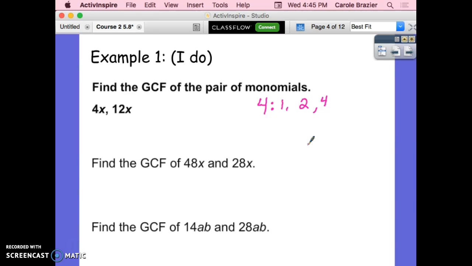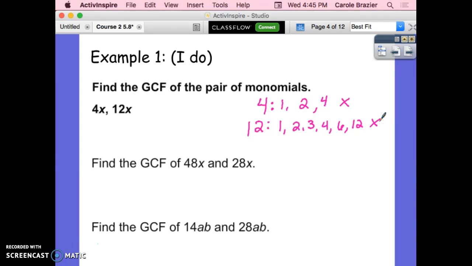Since we're working with monomials, we're also going to have letters, so I have to take apart the letters too. So x is also a factor. Okay? Then you're going to list the factors of 12. So 1, 2, 3, 4, 6, 12. And since this one also has an x, I'm going to keep that variable.